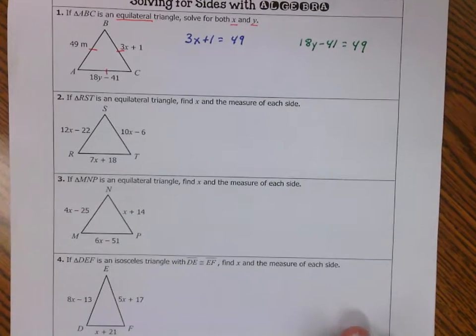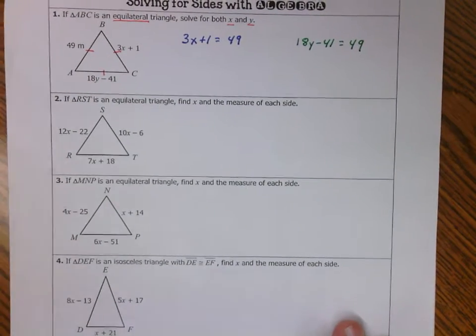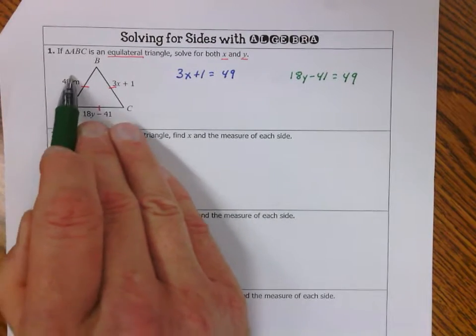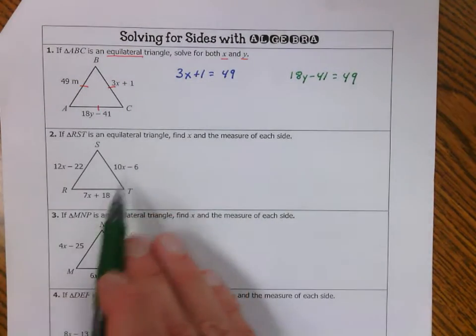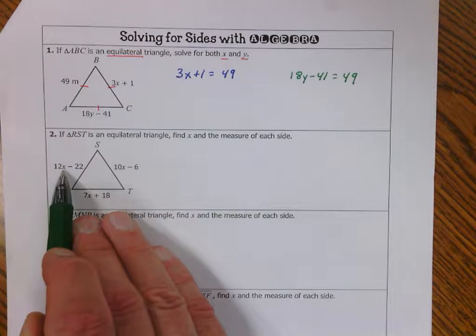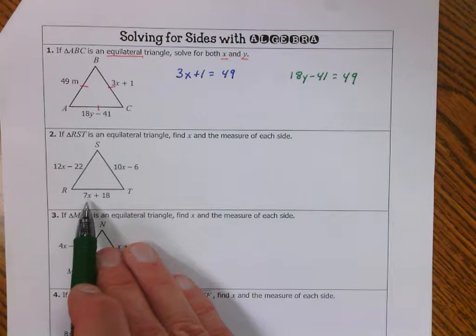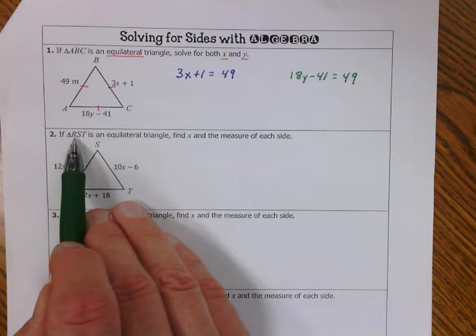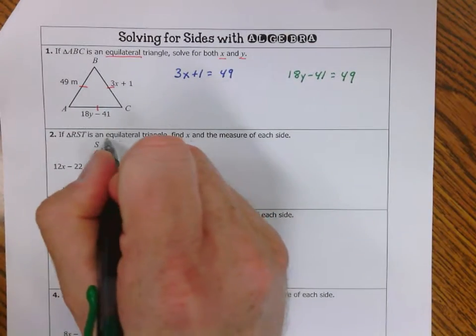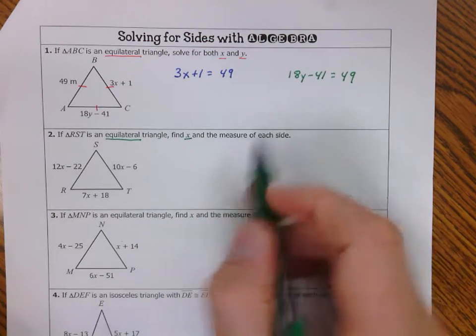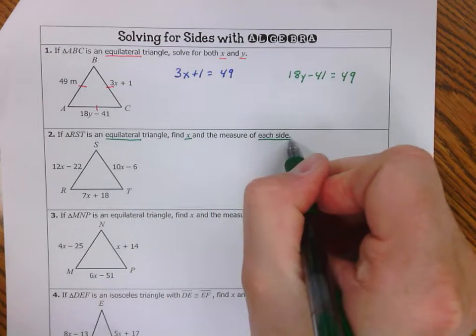But if you look at number 2, a little bit different because number 1 gives me a side of 49. Number 2, if you notice, doesn't do that. But also in number 2, everything is in terms of x. There's no y. The directions say if triangle RST is an equilateral triangle again, find x and the measure of each side.